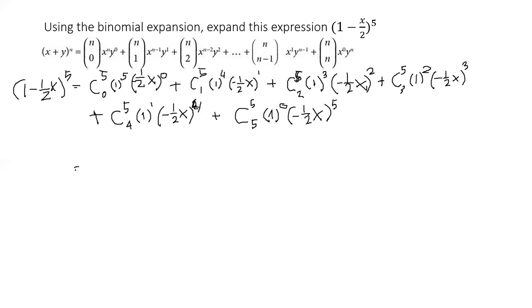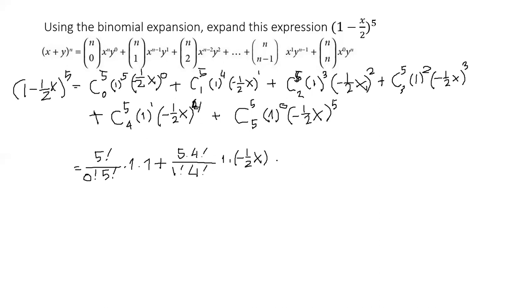Okay, let's calculate. Combination 5, 0 becomes 5 factorial over 0 factorial times 5 factorial. 1 power 5 equals 1, and negative a half x power 0 equals 1, plus combination 5, 1, which is 5 times 4 factorial over 4 factorial, because 5 minus 1 is 4. 1 to the power 4 equals 1, and it becomes negative a half x.